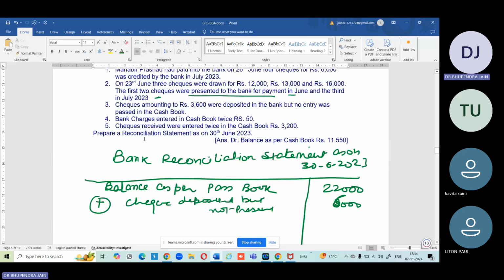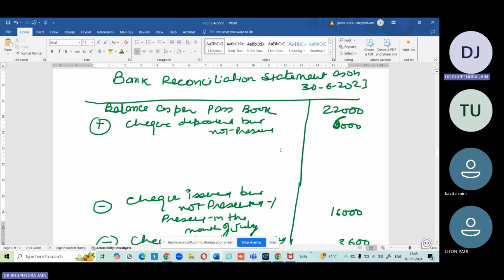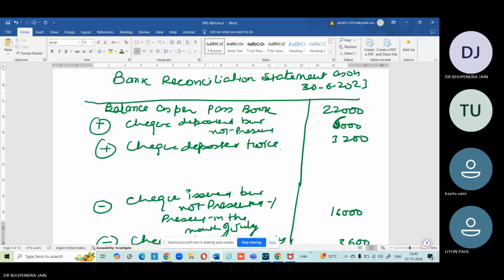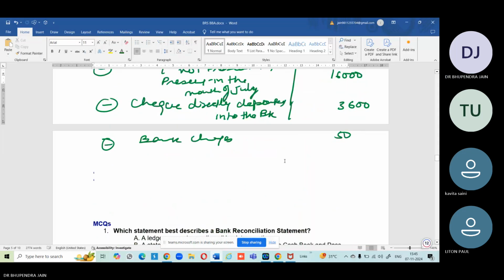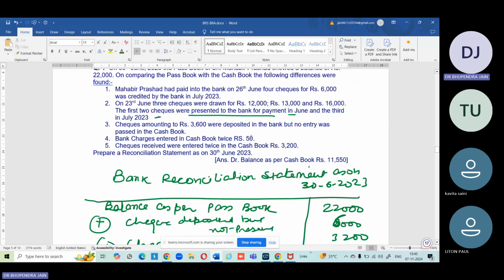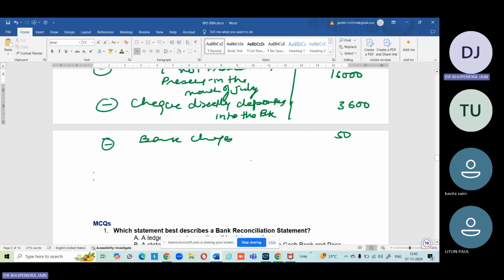Yes. Check received were entered twice in the cash book. Okay, so we have to increase because we have reduced the balance one time. So we have to increase. Check deposited twice. Done. All the entries. क्या निकालेंगे बेटे यहाँ पर हम लोग?